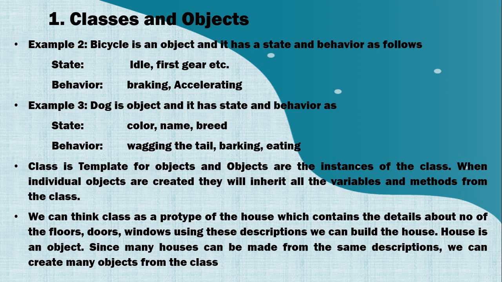Like that, we can create many objects using the same class. So we can say that a class is a collection of objects. An object is an instance of the class. So this is the generalized example, or the generalized concepts, of classes and objects.